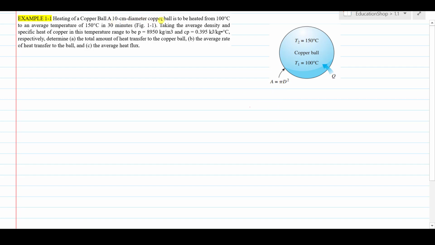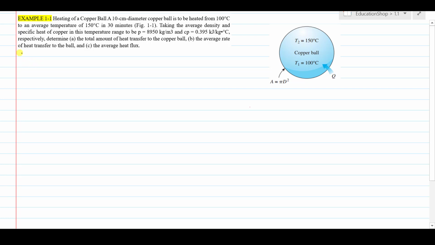A 10 cm diameter copper ball is to be heated from 100 centigrade to an average temperature of 150 centigrade in 30 minutes. Taking the average density and specific heat of copper in this temperature range to be 8,950 kg per meter cube and 0.395 kJ per kg centigrade respectively, determine the total amount of heat transfer to the copper ball, that is, how much heat is transferred to the copper ball in order to raise its temperature from 100 centigrade to 150 centigrade, the average rate of heat transfer to the ball, and the average heat flux.